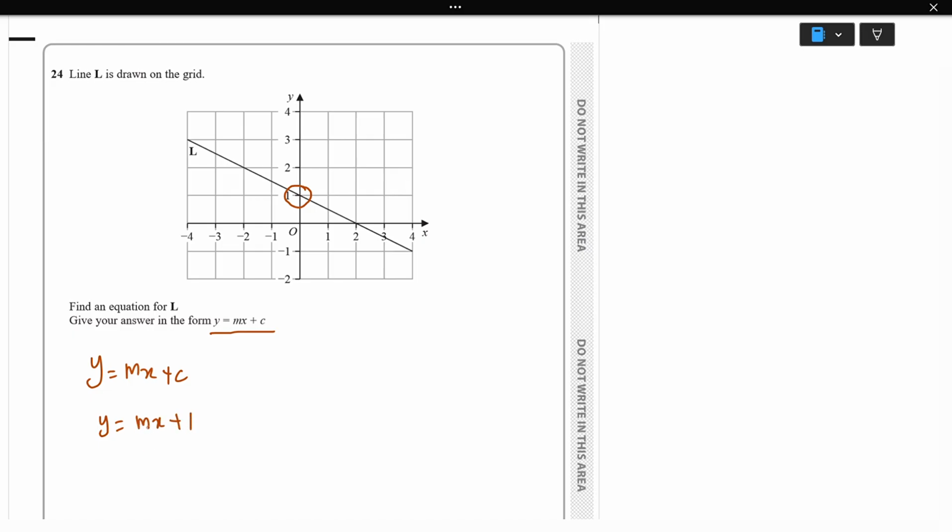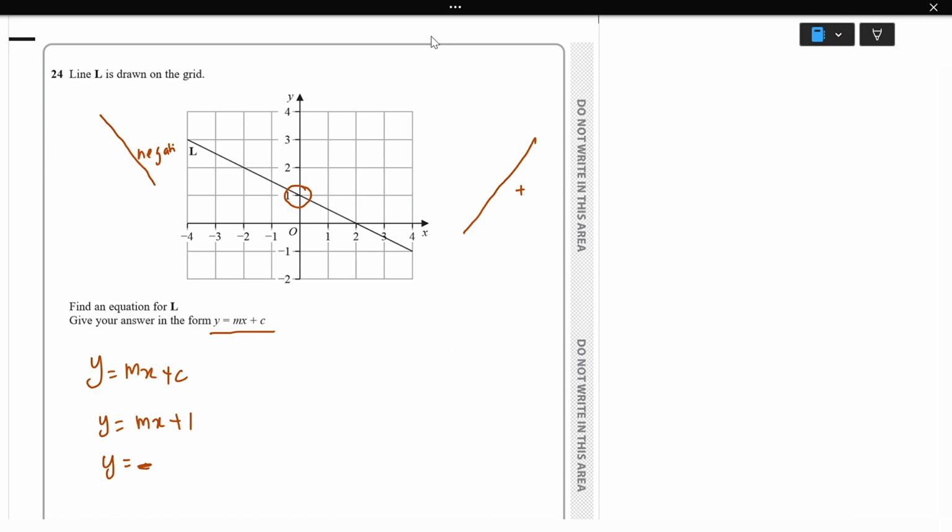Next, I need to find out m. The line is starting from here and going in this direction. This is called a negative direction. When the line is going upwards, that's a positive direction. Now our given line is in the negative direction, so our gradient is going to be negative. So y equal to, this is going to be negative. Now I'm going to find out m.